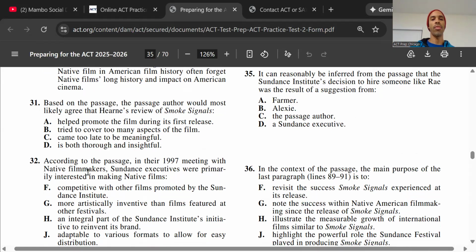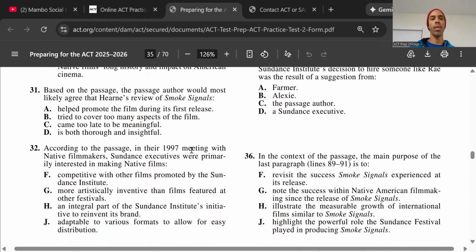32, according to the passage, in their 1997 meeting with Native filmmakers, Sundance executives were primarily interested in making Native films.